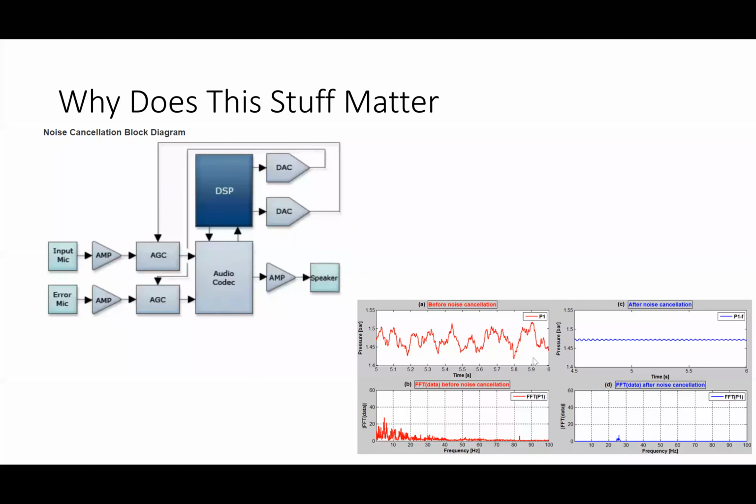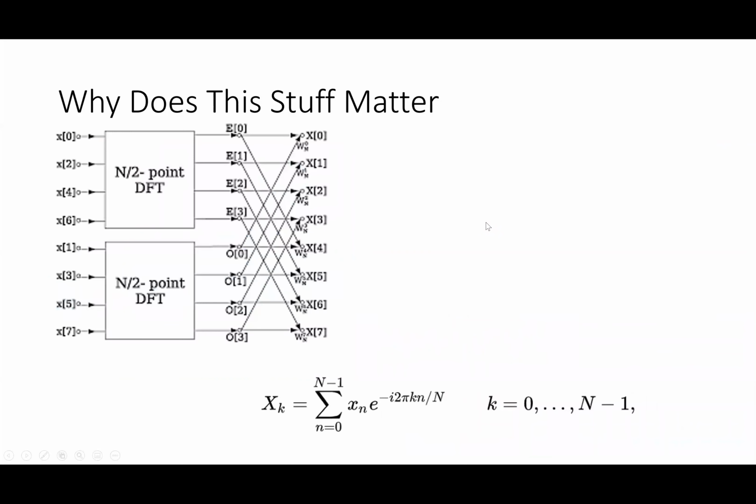To do that, I needed to look at this waveform in the upper left and figure out what signals were inside of it and what frequencies they were at. I needed to know that to be able to get rid of them. To do that, I needed to use something called the fast Fourier transform, and this is a really key algorithm in digital signal processing. The algorithm itself is something we're going to talk about later in the semester.